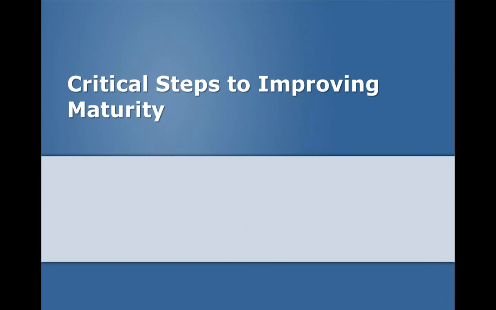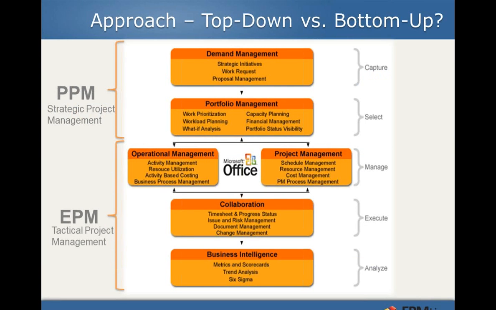So let's talk about critical steps to improving the maturity. Let's just say we all acknowledge that the model is there and that what it espouses is valid, and there are some attractive aspects to it that we want to get involved in. So what if we want to embark upon this for our particular organization? Well, the first thing you want to do is probably decide what type of approach you want to take. Do you want to take more of a top-down approach or a bottoms-up approach? Now, what do we mean by that?